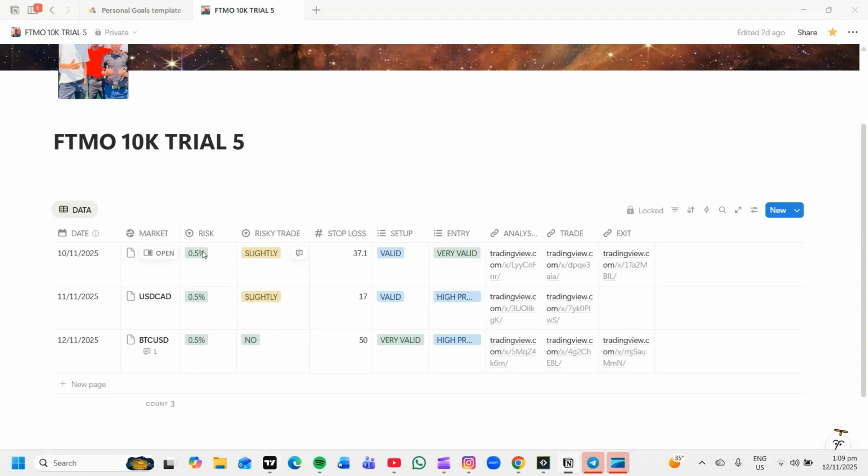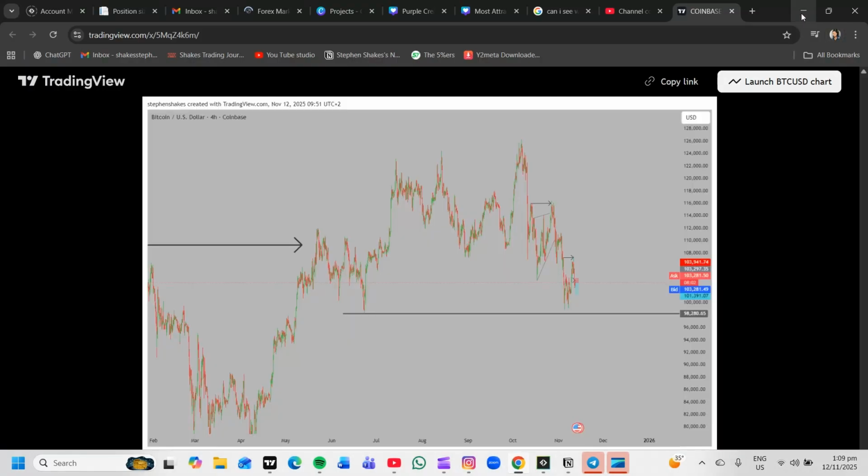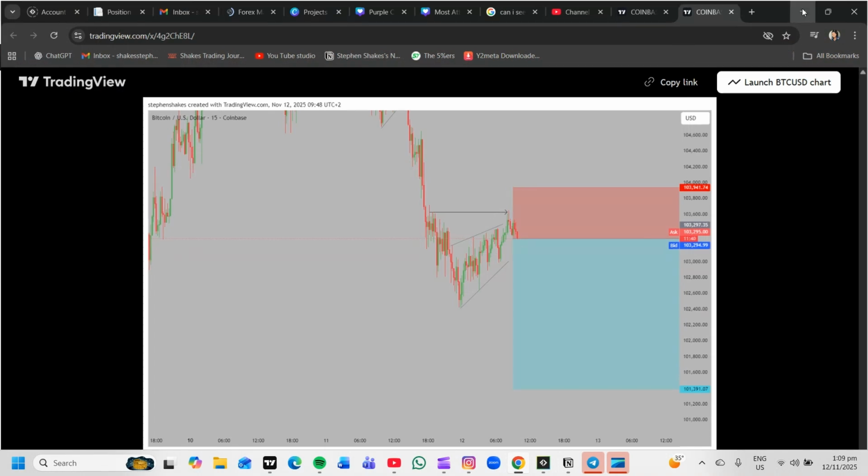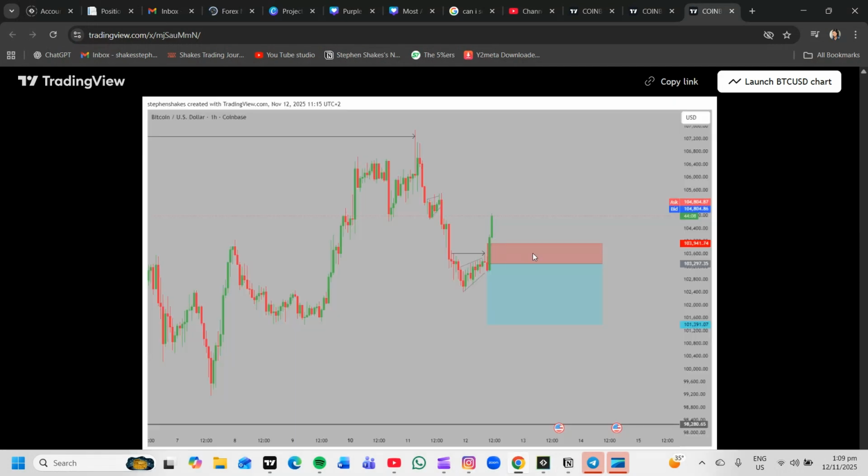You can see I have a TA, I even journaled the TA I took today. Pound Bitcoin USD, risky trade. It wasn't risky at all, and I risked 0.5%. It was very valid. Entry was high probability. You can see, guys. Let me just show you. This was the setup that I showed you. This was the trade, and this was when it took me out for an L.